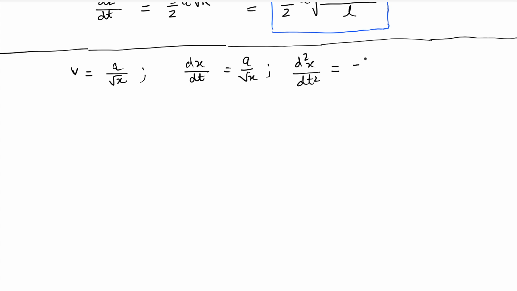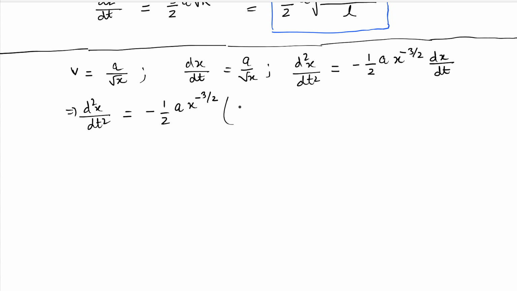This will be minus half a x to the power minus 3 by 2 and dx by dt. Therefore, d²x by dt² is minus 1 by 2 a x to the power minus 3 by 2, and dx by dt is nothing but a by root x. So this is minus a² by 2x². So this is the acceleration.